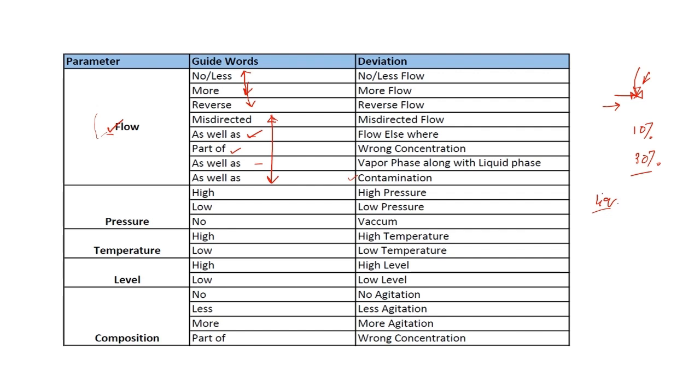Similarly, for the pressure, it can be high pressure, it can be low pressure, or it can be no pressure. So no pressure means the vacuum situation. Okay. Temperature is also straightforward, high temperature, low temperature. Level also high, low. Composition means whatever component is contained in the fluid. So there can be no agitation, there can be less agitation, there can be more agitation, there can be wrong concentration also.